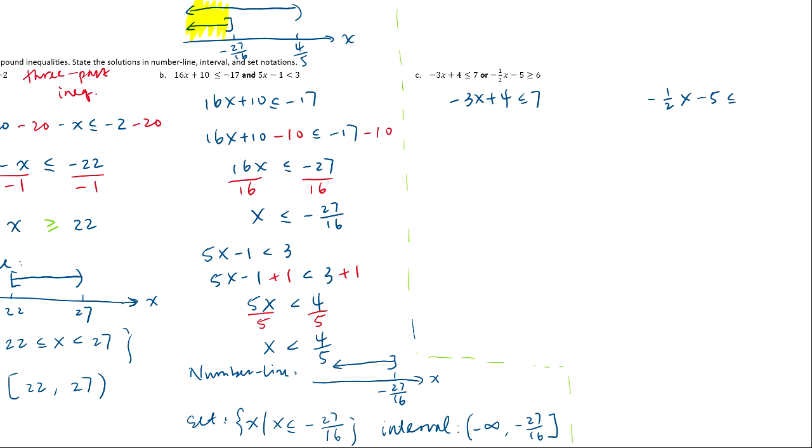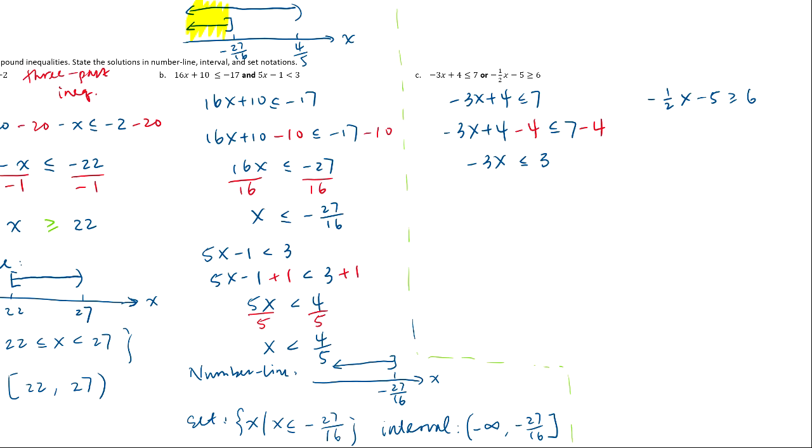So I'm just going to copy down the inequalities first. That way I can keep things organized. And the first one, if we want to get x by itself, we're going to go ahead and subtract 4 on both sides of the inequality. So we get negative 3x plus 4, to cancel that out, we have minus 4, less than or equal to 7 minus 4 over here. And once we do the cancellation, we get negative 3x is less than or equal to 3.